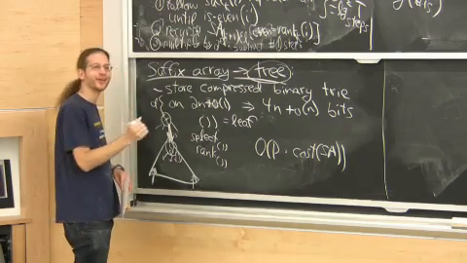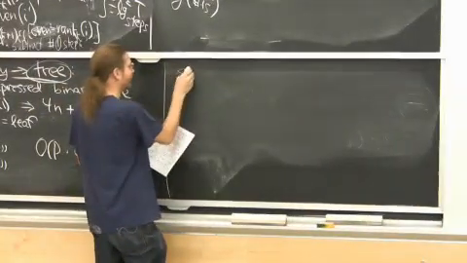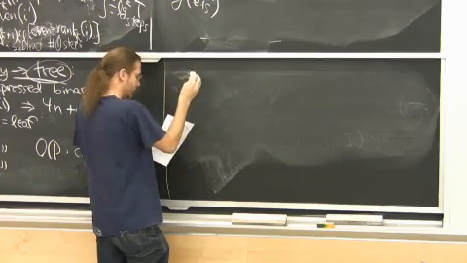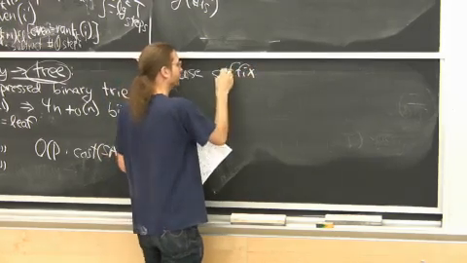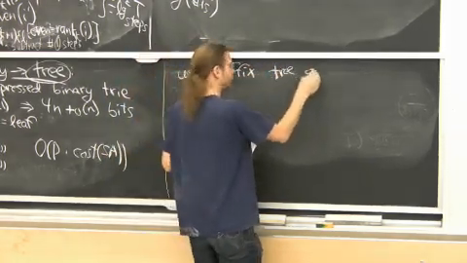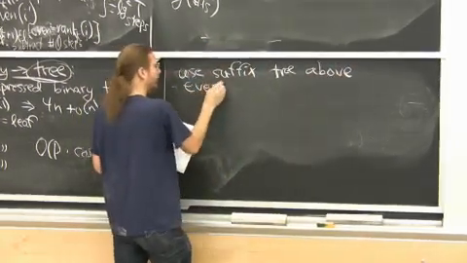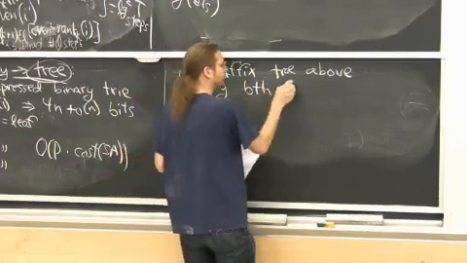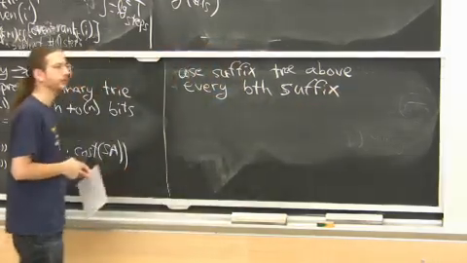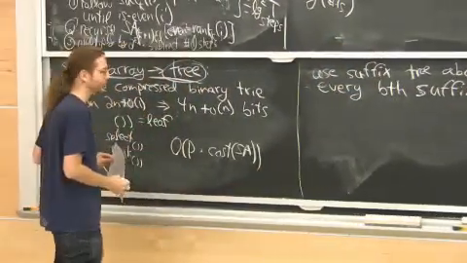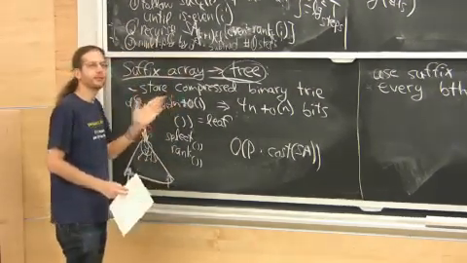This is the log, log, log, log, log, log, log n factor. So just use the suffix tree above every b-th suffix. So throw away all but a 1 over b fraction of the leaves, and then take the tree that remains. So once you do a search, you won't find exactly the leaf you want, but you'll be within an additive b of the leaf you want.